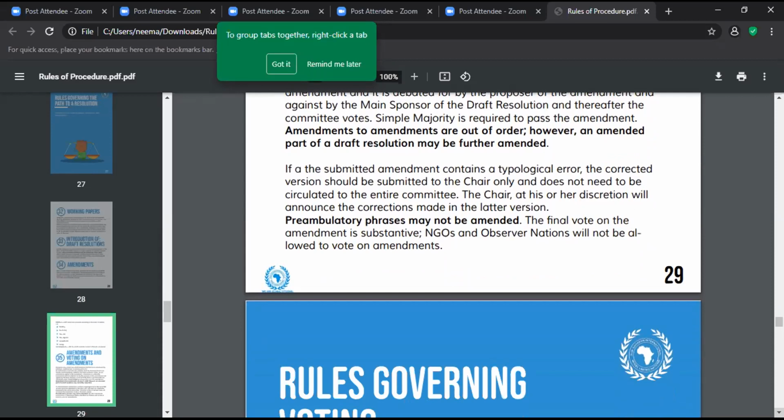Preambulatory phrases may not be amended. For those who are wondering what a preambulatory phrase is, it states the reason why the committee is acting on a given topic.